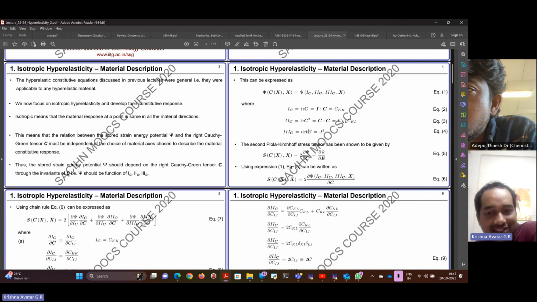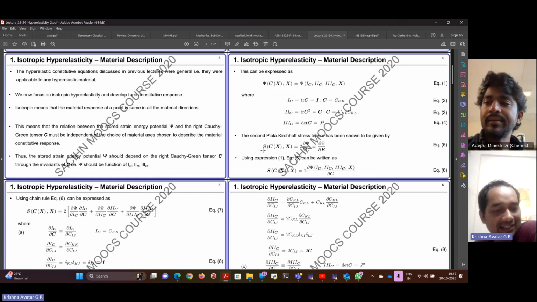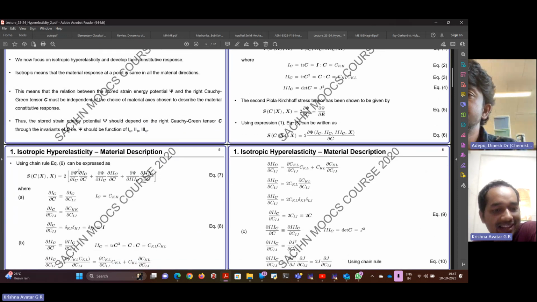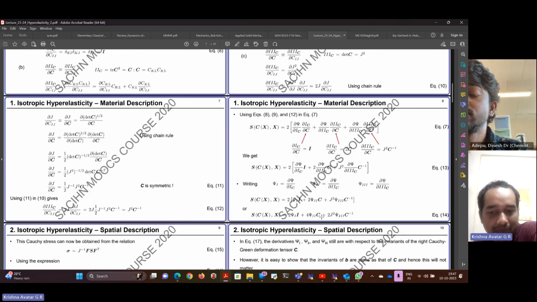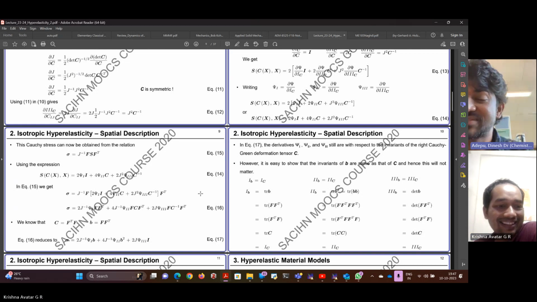And then once we have C and once we have S, we can easily get all the other stress tensors, right? So that's how they have derived and shown everything, and then we have this general expression. I think the lecture is just explaining all these equations.